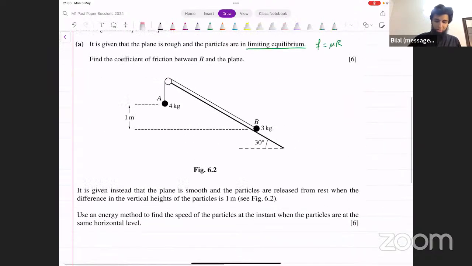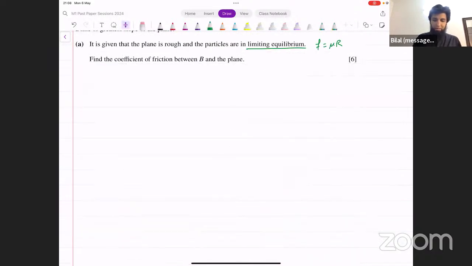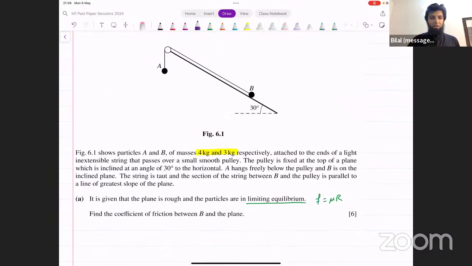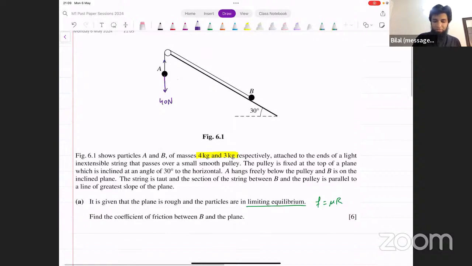Now, how do you do that? How do you find the value of mu here? Let's think about it. Let's think about all the forces acting on these two particles. At A, we've got the weight of the particle acting. What's the weight of A? That's 40 Newton. There's going to be tension acting upwards. Weight of B, that is 30 Newton. And tension is going to be acting in this direction. What other forces are acting? At B, we also have the reaction that acts in this direction.